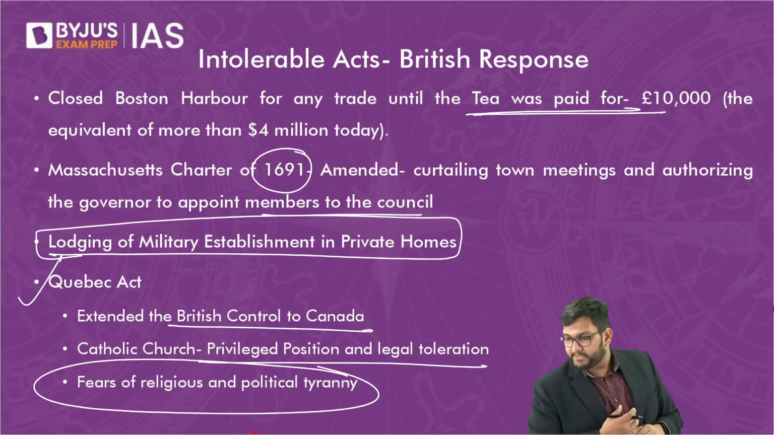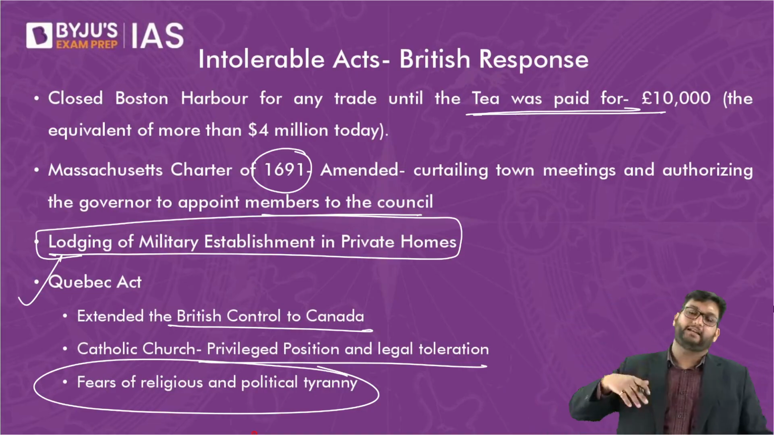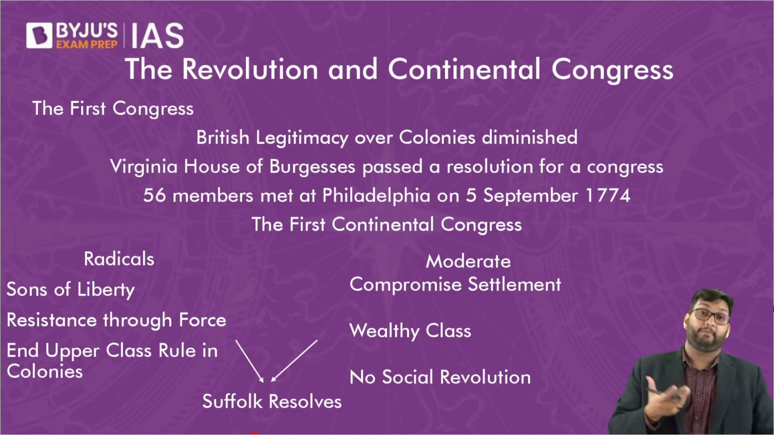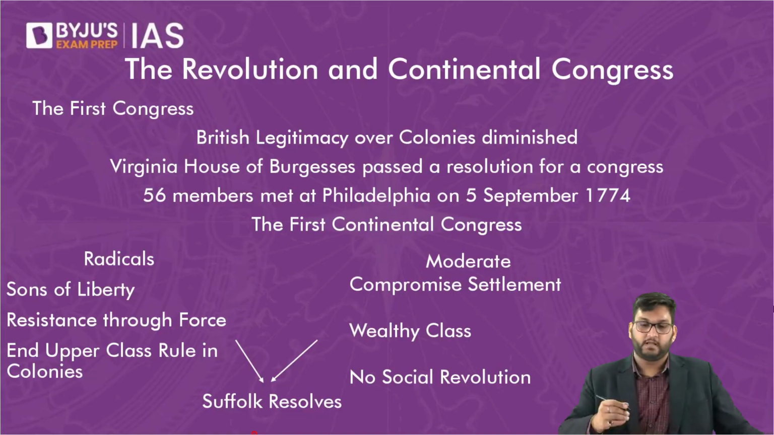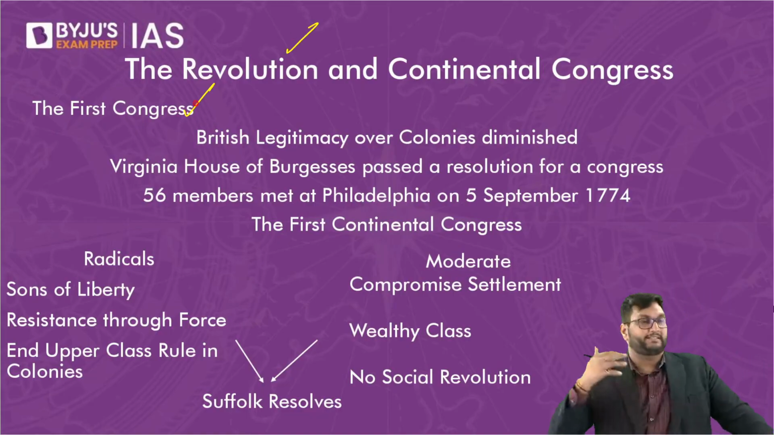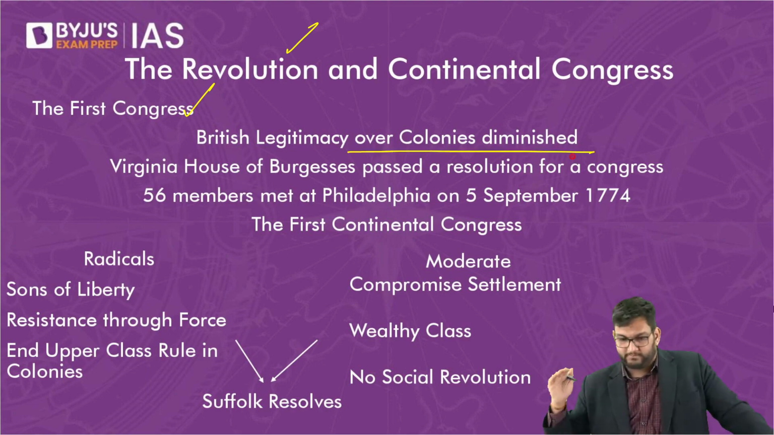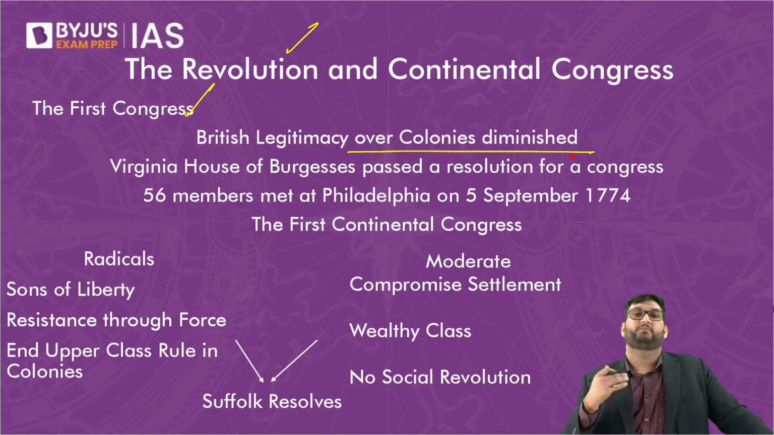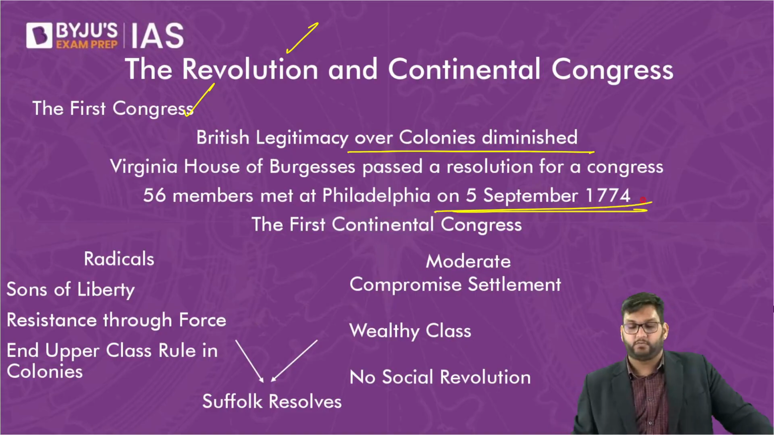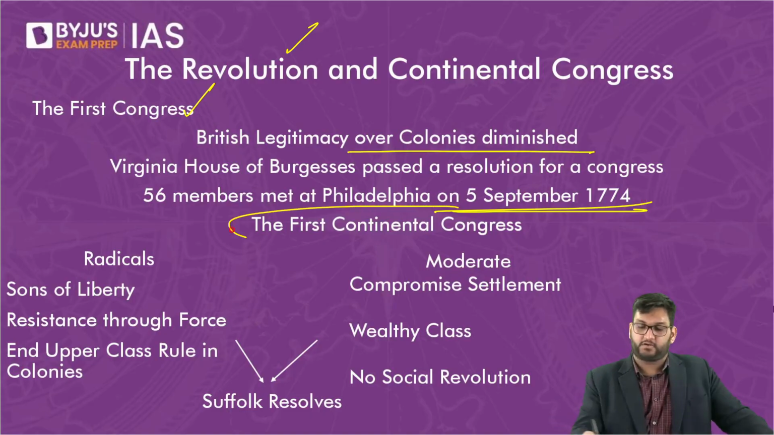From where did we get the idea of a constitution? That is coming from the Enlightenment, and Thomas Jefferson is seen to be a pioneer in writing a constitution at this point of time. So, the revolution has now started. British legitimacy over the colonies was diminishing. The Virginia House of Burgesses is going to pass a resolution that on 5th September 1774, 56 members will meet at Philadelphia, and this is called the First Continental Congress.